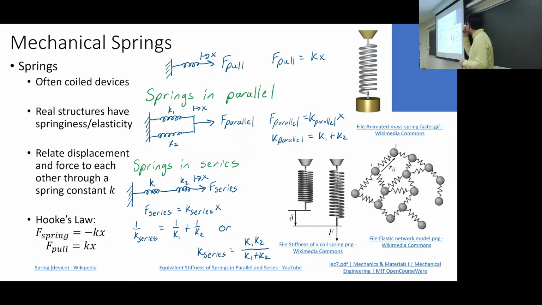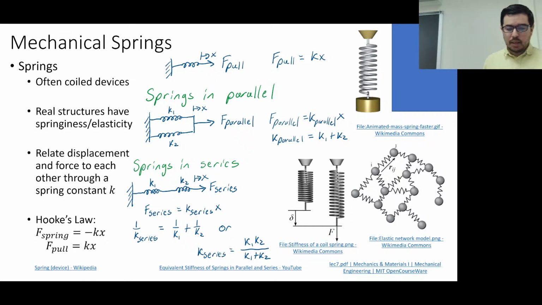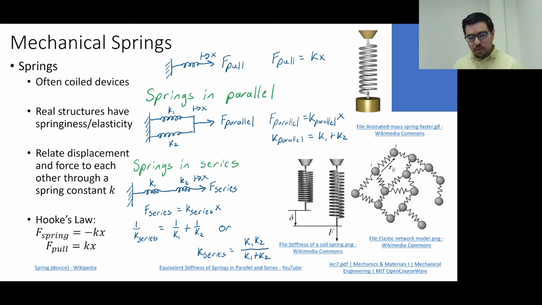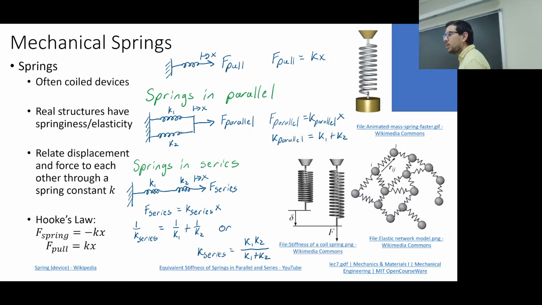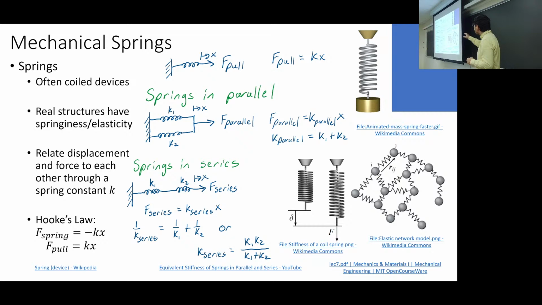Maybe I should have gone through this derivation. I don't have it here, but if you go to that YouTube video that I have the link to, you can see the derivation. It's not a very long derivation, but it has to do with the fact that in parallel, both springs experience the same amount of displacement. Okay, so this is a pretty key point. They experience the same amount of displacement, but the amount of force that they could be experiencing might be different.